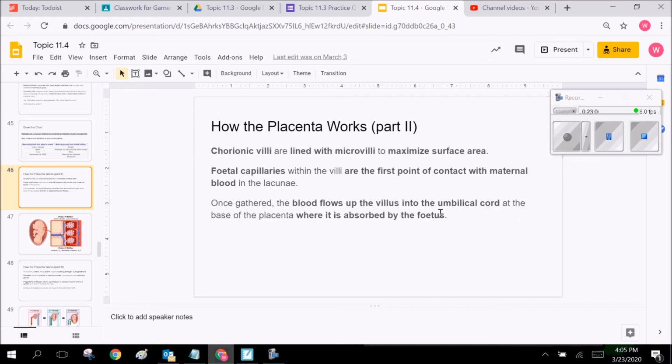Those chorionic villi are going to be lined with even more microvilli, which are basically just little tentacles inside of the chorionic villi that are going to maximize that surface area. Those capillaries are the first point of contact with the maternal blood, but it's very important to note that the maternal blood and the fetal blood do not mix. Just the materials and resources from the bloods mix, but not the bloods themselves. And once again, that is to help protect both the mother and the child from an immune response.